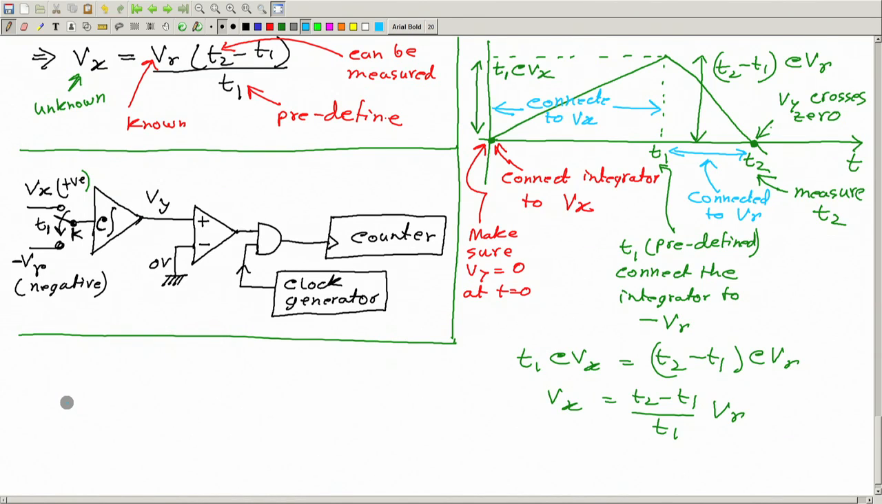Right. Now, the important question here is, now this is the important question. The important question that we have to discuss is, is this method sensitive to change in the clock frequency, or some change in this integrator property? So, this is an important question.